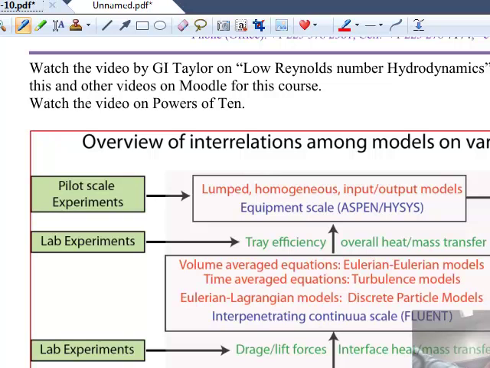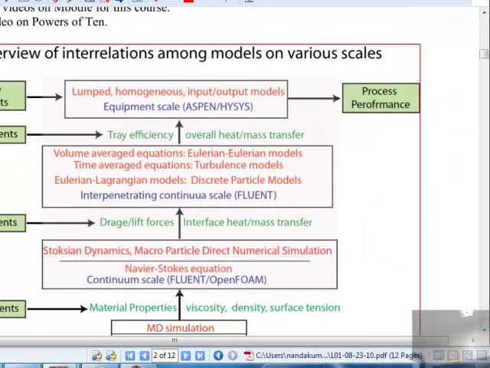So we saw in powers of 10 that we could study nature at any length scale. And there is a whole wide range of length scales of interest. So it depends on what question we are interested in. As chemical engineers, what are we interested in? We are interested in predicting the performance of processes.